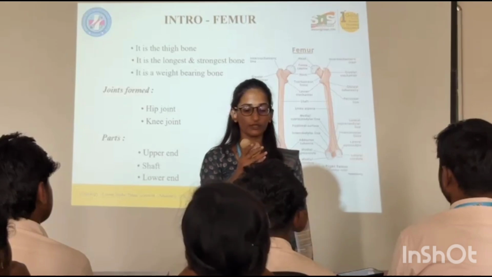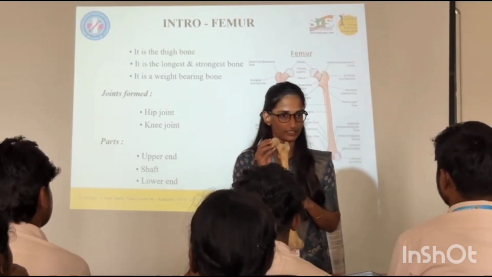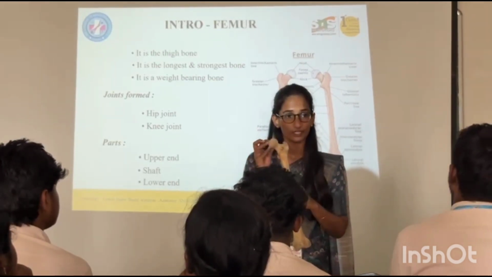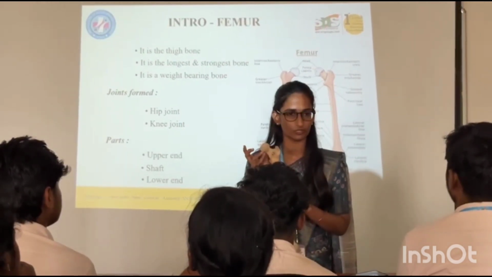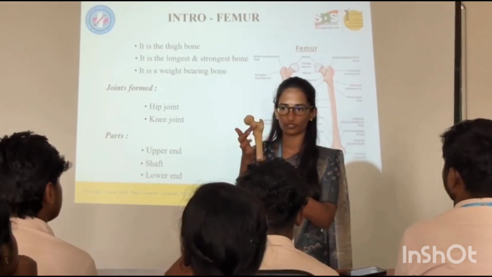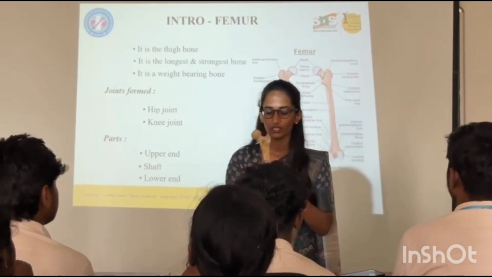In the upper end we have mainly three constituents. The one is the head. This rounded portion is called the head of the femur, which articulates with the hip bone to form the hip joint. And we have a neck portion. This is the neck portion, and it connects the head and the shaft of the femur.